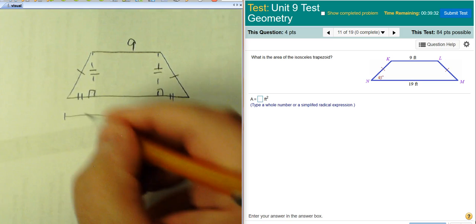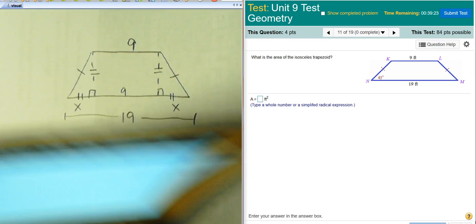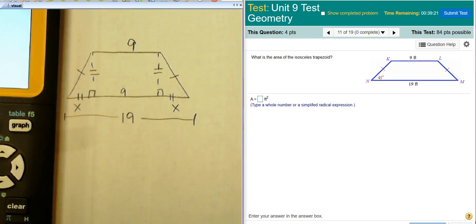So what I would do here, these have to be the same length because of the isosceles triangle. This is 9, in between here is 9. So here's how I'm going to get the x. I'm going to take 19 minus 9, which is 10.